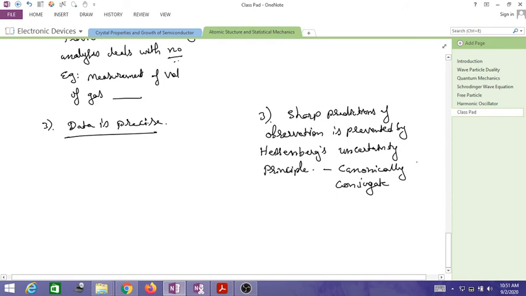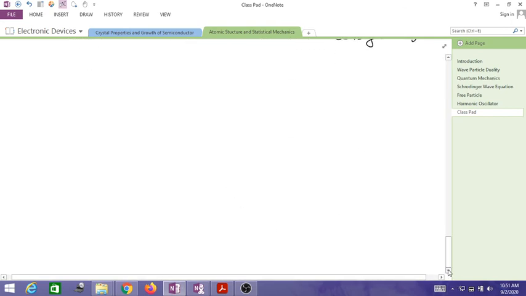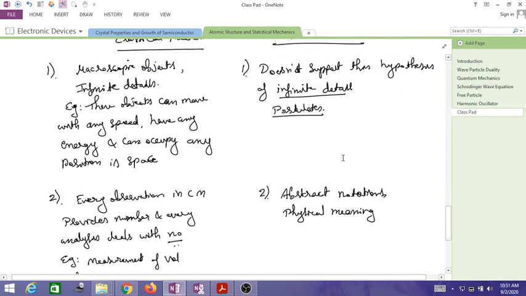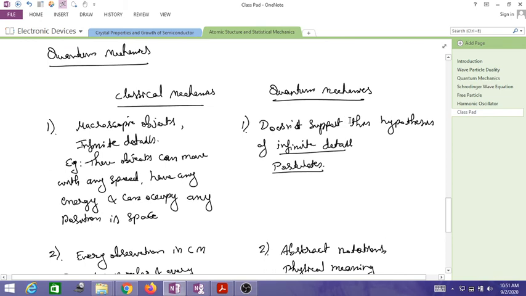These kinds of variables we call canonical conjugate variables. Canonical conjugate means complement variables. Now let us write what these canonical variables are. These are the three differences, so basically let us have a quick revision here: classical mechanics and quantum mechanics.